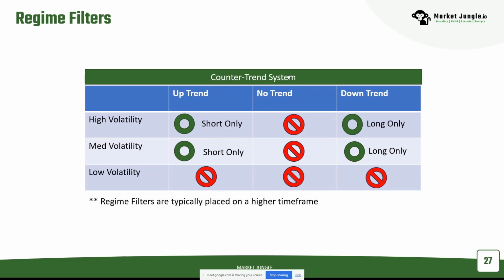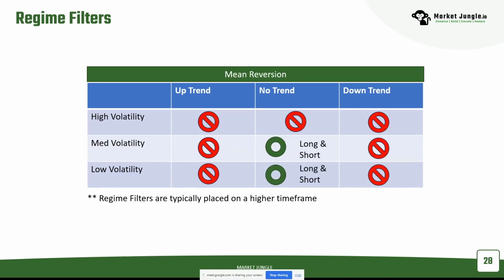For a counter trend system, you may find it's reverse. You may find that my short strategies work great in an uptrend when there's a lot of volatility or medium, and vice versa for downtrend, because we're trying to find those extremes in a counter trend system. For mean reversion, you might find that those don't work in any trending markets, but they work great in low and medium volatility markets.